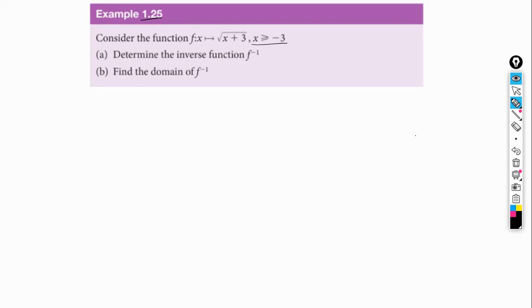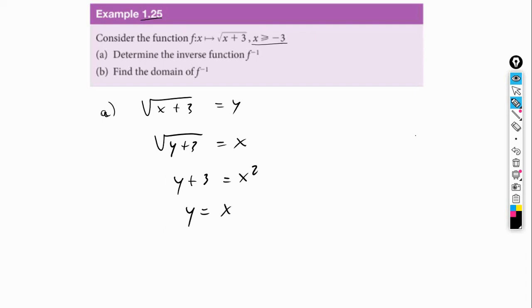Okay, so for that, we do the same as usual. We say square root of x plus 3 equals y, exchange y and x. So we're going to go square root of y plus 3 is equal to x. In this case, we square both sides. So we get that y plus 3 is equal to x squared. Therefore, y is equal to x squared minus 3. But this is the inverse of f of x. So we write that as inverse of f of x is equal to x squared minus 3.